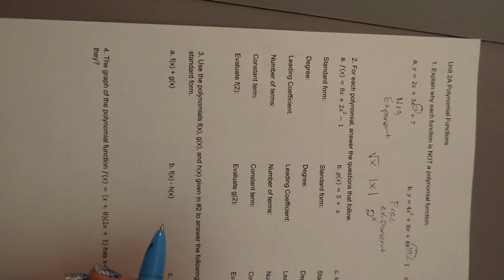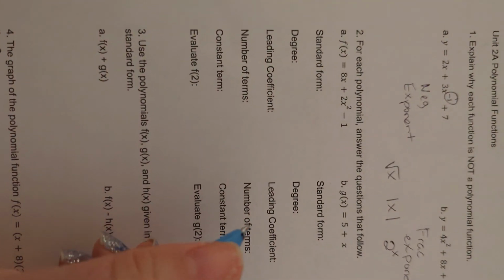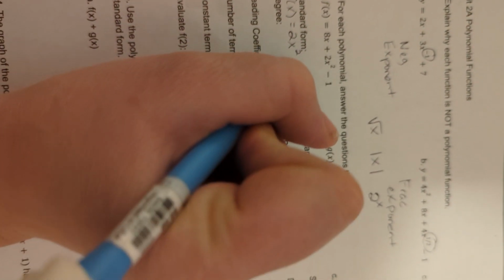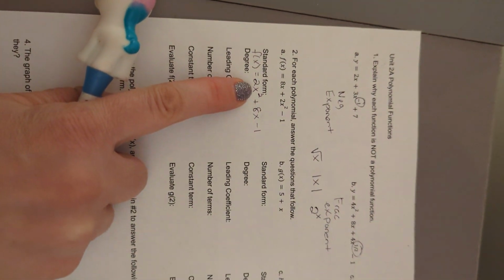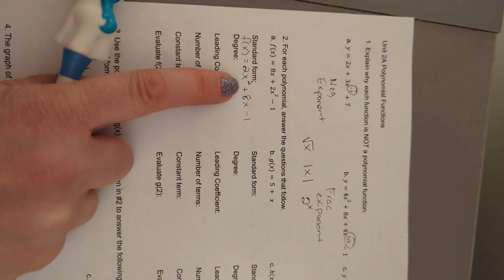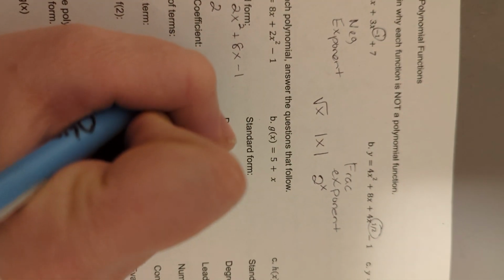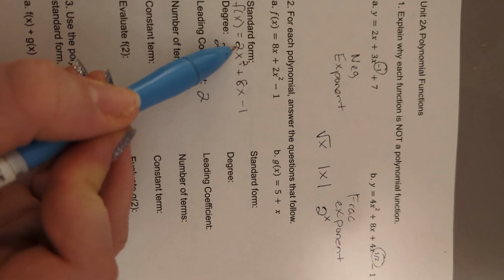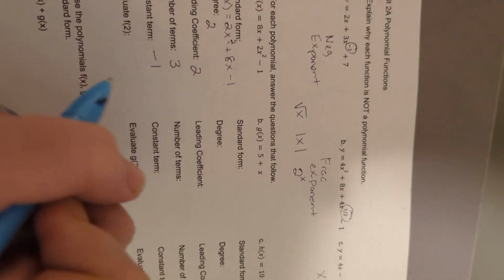For each polynomial, answer the following questions. Write it in standard form. So that is rearranging. So now you'd have f of x is 2x squared plus 8x minus 1. So the constant goes last, and you go from highest to lowest exponents. The degree is this 2 right here, the highest exponent. The leading coefficient, so this is the degree, this is the leading coefficient. They happen to be the same number. There are 1, 2, 3 terms altogether. The constant term is -1.